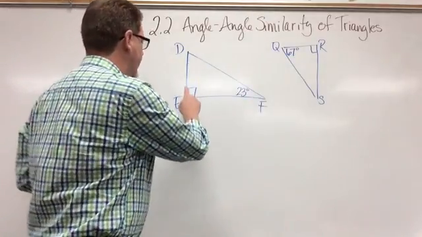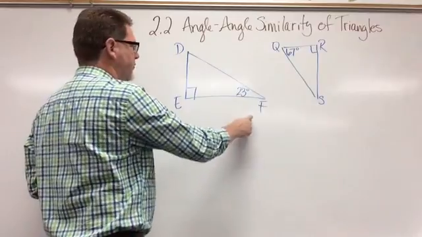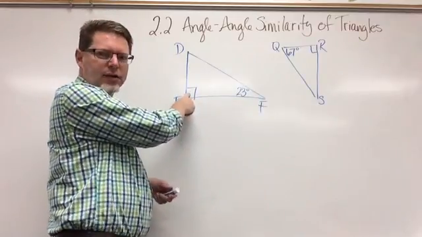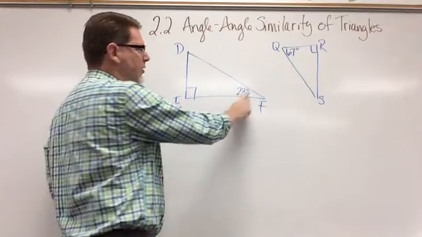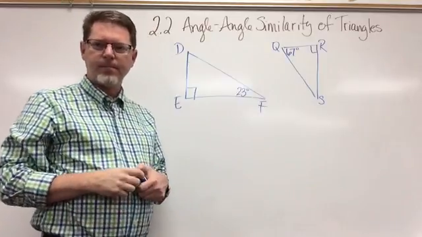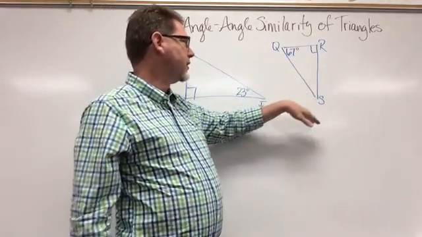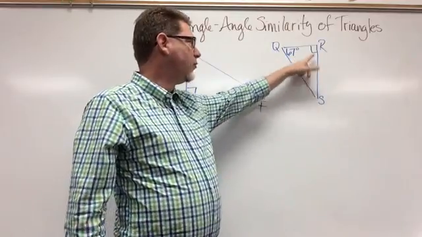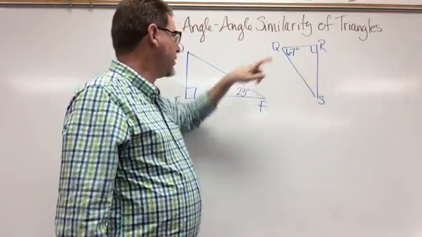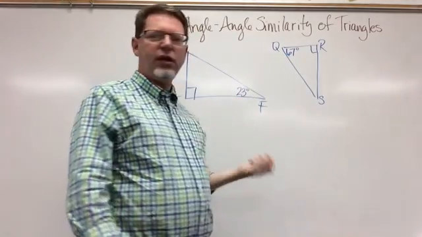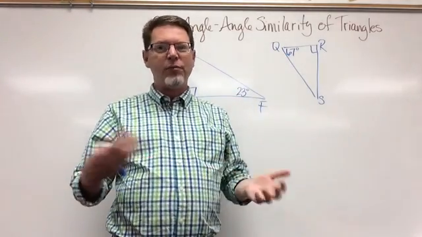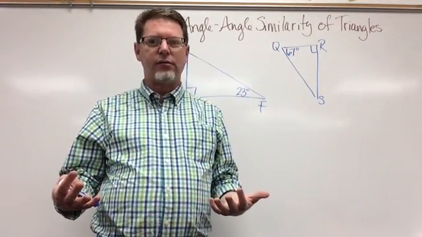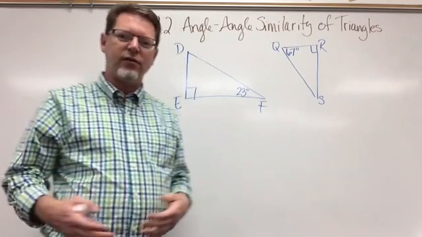Okay, so I have triangle DEF, and I know that one angle is 90 degrees because it's a right angle, and I know that one angle is 23 degrees. Well, if I look at triangle QRS, I've got one angle that's 67 degrees and one angle that's 90 degrees. So we know that the 67 and the 23 are not the same, but we're missing an angle in each of these triangles. So we need to figure out what that missing angle is.